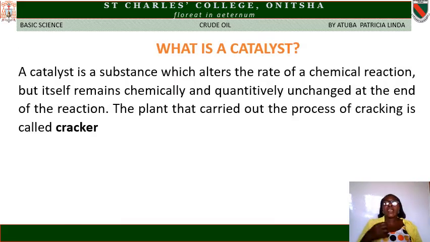Then, what is a catalyst? Let's know what a catalyst is before we know what catalytic cracking is. A catalyst is a substance which alters the rate of a chemical reaction, but itself remains chemically and quantitatively unchanged at the end of the reaction. The plant that carries out the process of cracking, as I told you before, is called a cracker. In catalytic cracking, we introduce another chemical into a chemical to speed up the reaction of that chemical. With that, the chemical can be separated.